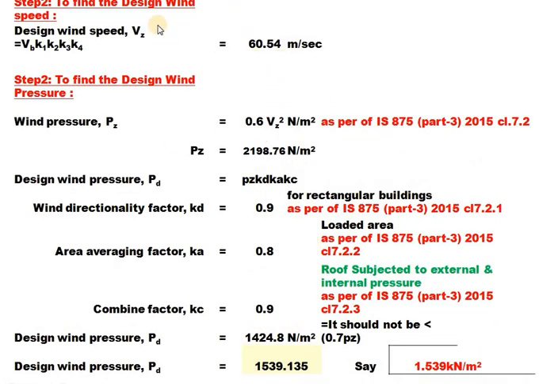Next, step 2, we have to find the design wind speed. So design wind speed VZ is K1, K2, K3, K4 into VB, so that is 60.54. Next is step 3, we have to find the design wind pressure. So that can be calculated. Wind pressure PZ is 0.6 into VZ square, that is 2198.76. And the design wind pressure PD equals PZ, KD, KA, KC.